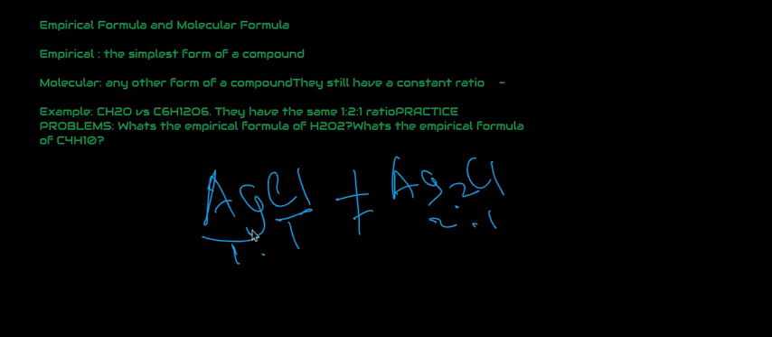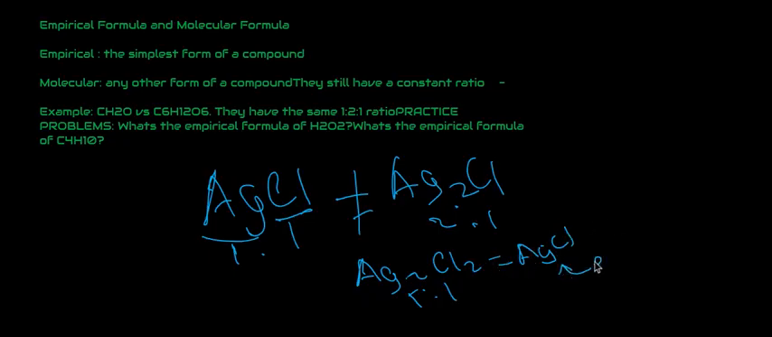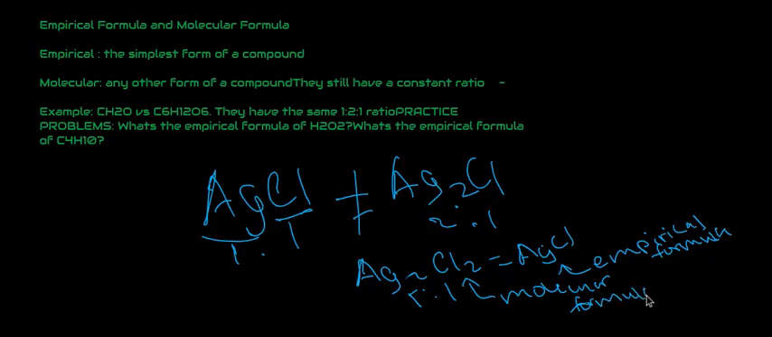However, what if we just increase both of them? Like what if we have Ag2Cl2? That would be equal to AgCl because technically it's still a 1-to-1 ratio. You can simplify Ag2Cl2 to AgCl, meaning AgCl is your empirical formula because it's your simplest form of the compound. Whereas this would be your molecular formula, as it's not the simplest form of the compound.